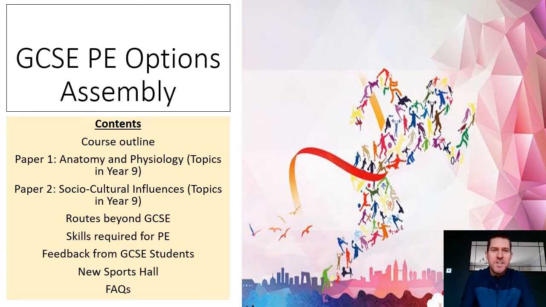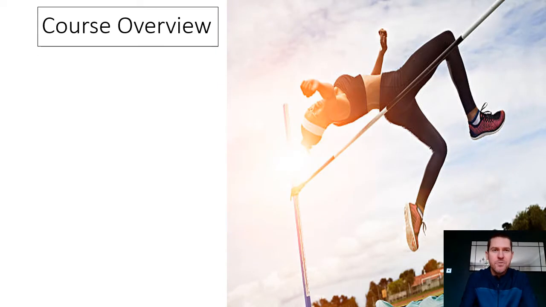As you can see in the contents, we're going to go through the course outline briefly at GCSE PE, and then start to look at the topics that you will be studying at Year 9, before we look at the routes that you can go on from GCSE PE and the skills that are needed for this course, and then a little bit of feedback from the students themselves, and then we'll look at the frequently asked questions at the end. So first and foremost, let's go through the course outline.